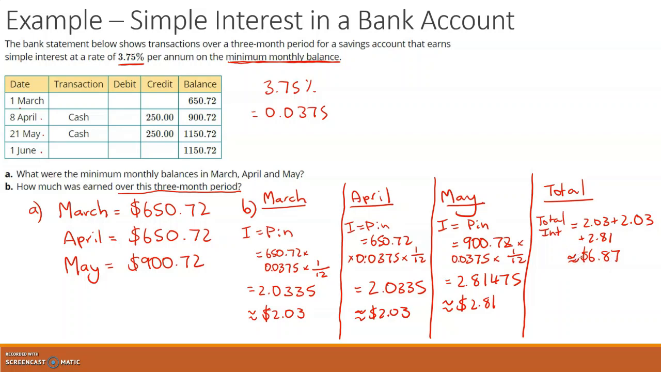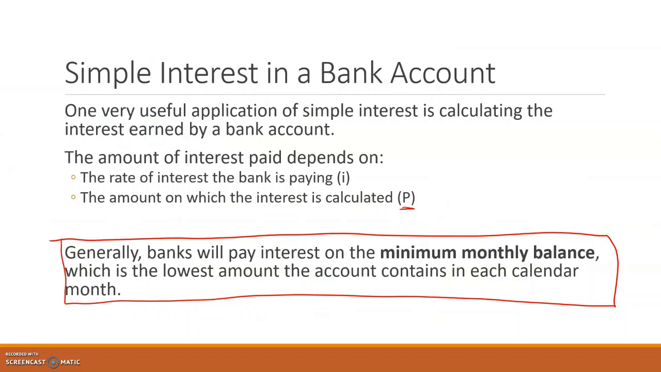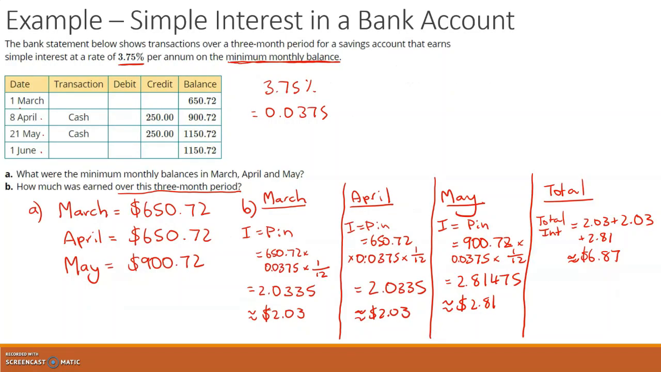So that's how you work with simple interest in a bank account. We'll just go back to the previous slide and remind ourselves, we need to find out the minimum monthly balance in each month, and then we find out the interest in that month by going principal, that's the minimum monthly balance, multiplied by the interest rate as a decimal, multiplied by the number of years, and a month is 1/12 of a year. So thank you, Year 10, and good luck with these extension questions.